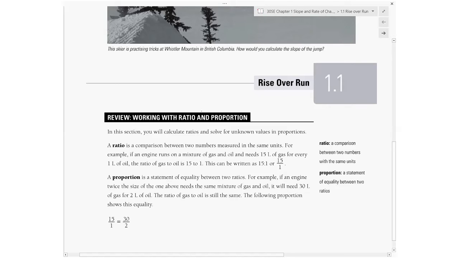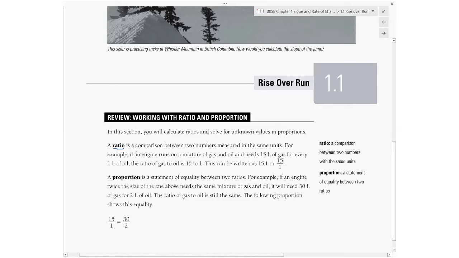In Chapter 1, we're going to talk about slope and the rate of change. And to start off, we're just going to talk about rise over run. So just going back to a little bit of review to some terms, and I know we've used these a bit over the course of the year, but we're going to calculate ratios and solve for unknown values in proportions.